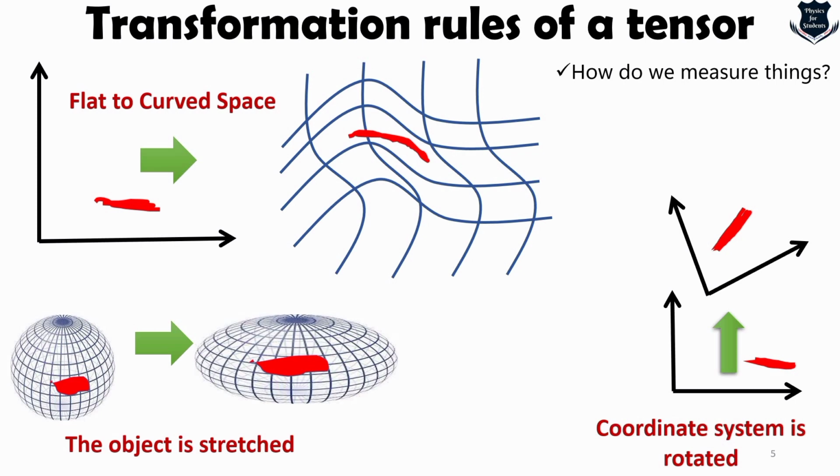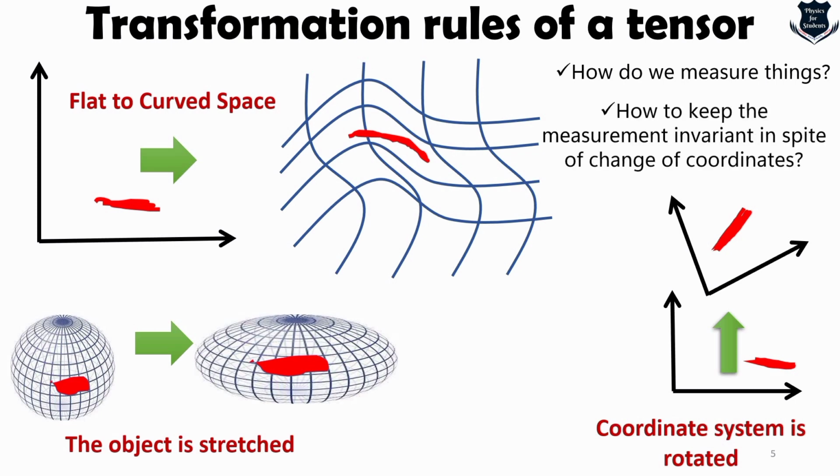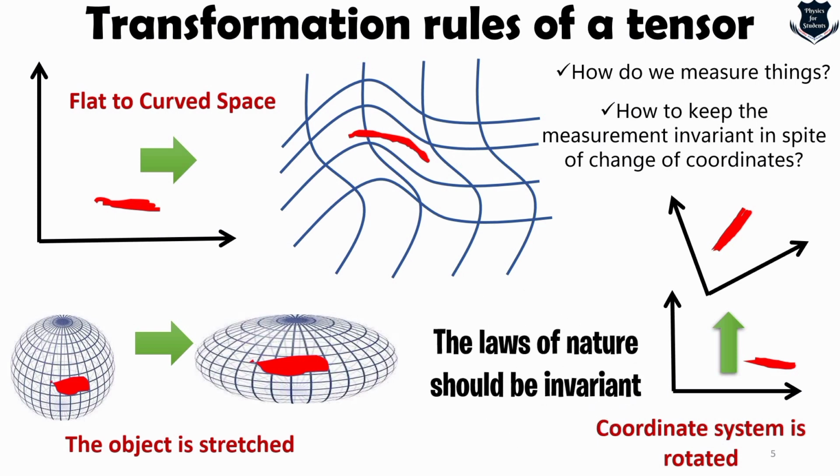So what we see is how we measure things, and tensors help us to keep the measurement invariant in spite of the change of coordinates. And this is the basic tenet of physics, that the laws of nature should be invariant under any coordinate transformation.